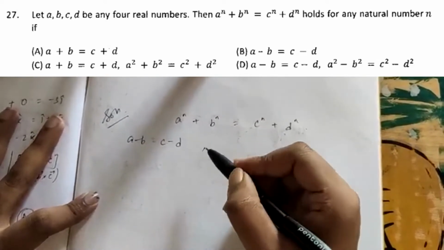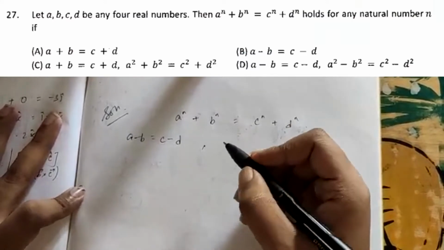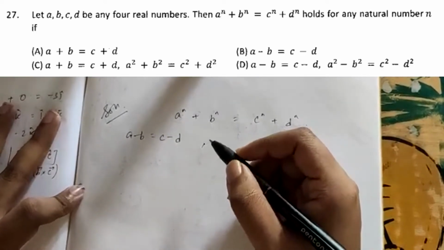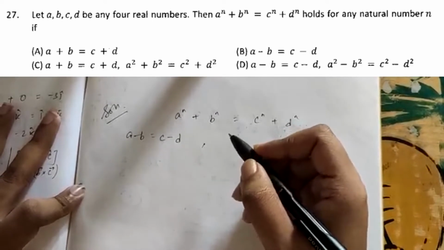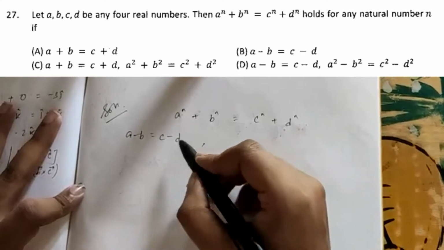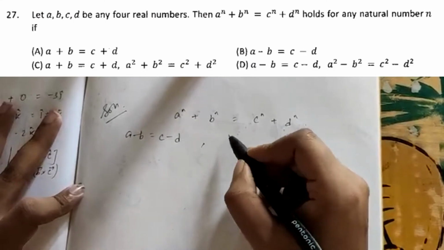Okay, so at the time of the exam, you have to check all the options. Okay, you can't choose option D only, option A only. Okay, you have to check whether it's working for all of them or not. Okay, I am taking option D at first.